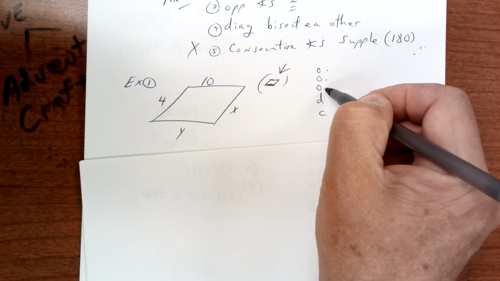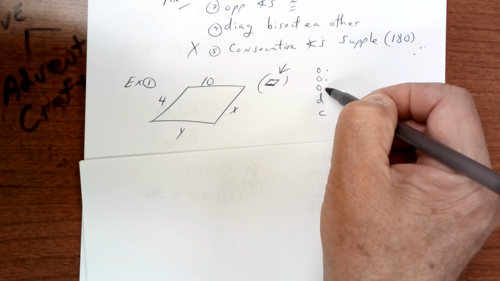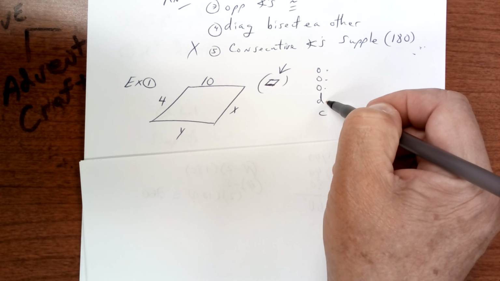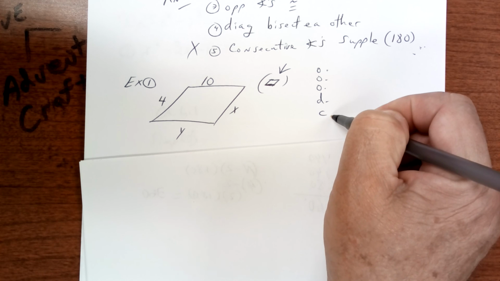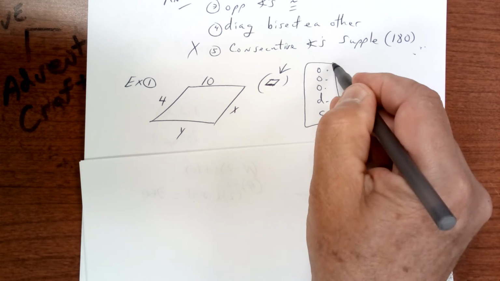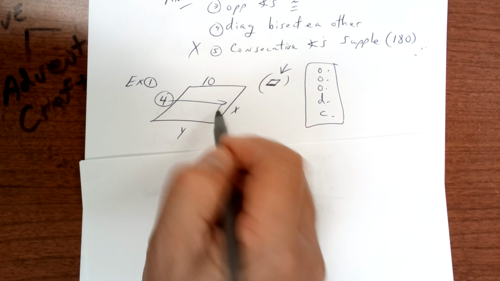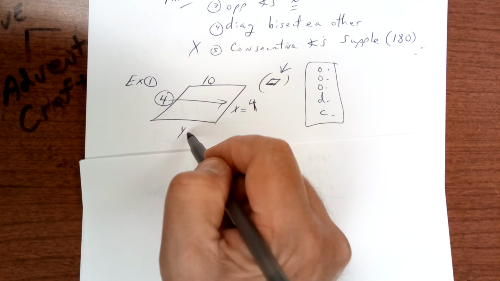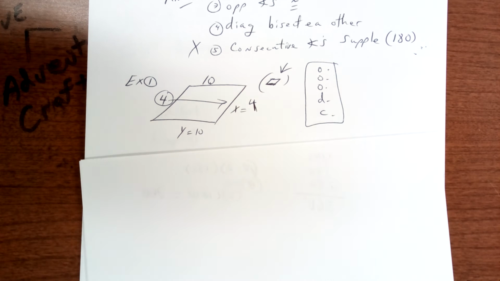Opposite sides are congruent. The diagonals bisect each other and consecutive angles are supplementary. Make sure you memorize that. So, this side is opposite that one, so x is 4. This one is opposite this one, so y is 10. Real simple.